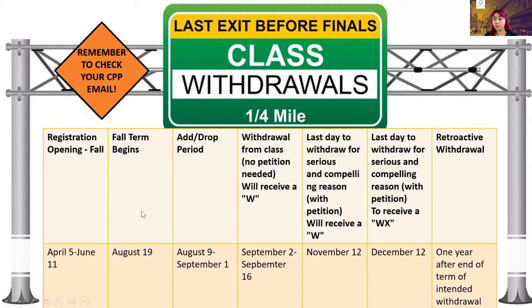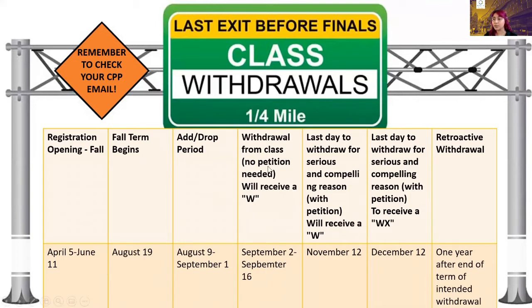The fall term will actually begin August 19th. The add drop period generally begins 2 weeks prior to the start of class and ends 2 weeks after the start of classes. The last date of the add drop period is also the last date to drop classes without courses being recorded or staying on your record. After this point, no classes can be swapped, added, or dropped.